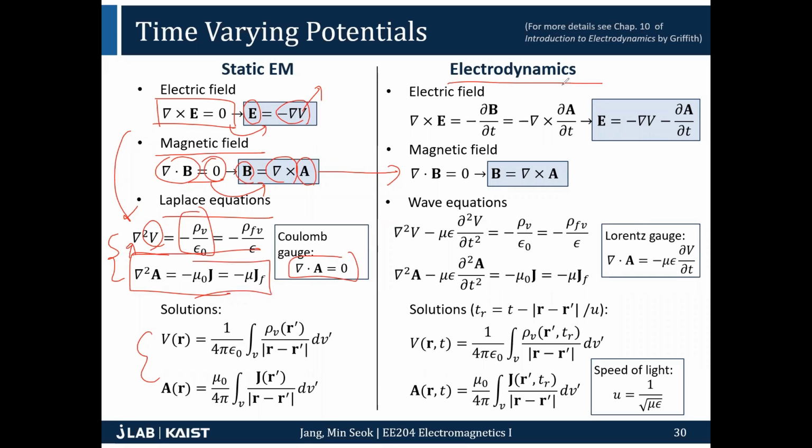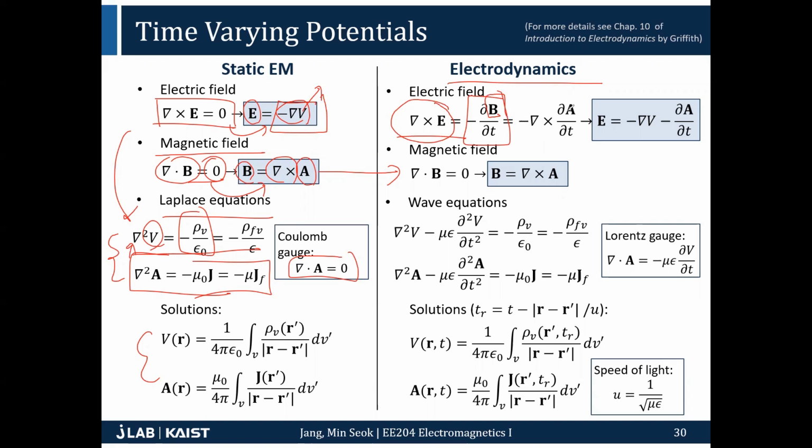And now you are in electrodynamics. Everything can change as a function of time. The electric field changes as a function of time, and the magnetic field changes as a function of time. In this case, the biggest difference is that the curl of E is non-zero. So you cannot write your electric field as the gradient of a scalar potential. It's not possible anymore because you have a B field that is non-zero.